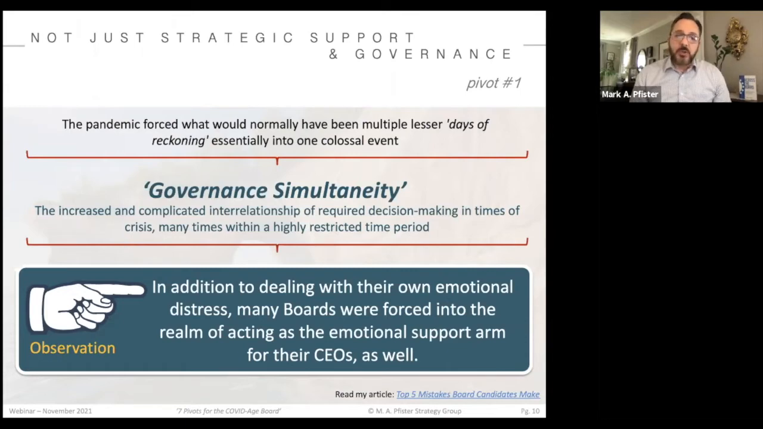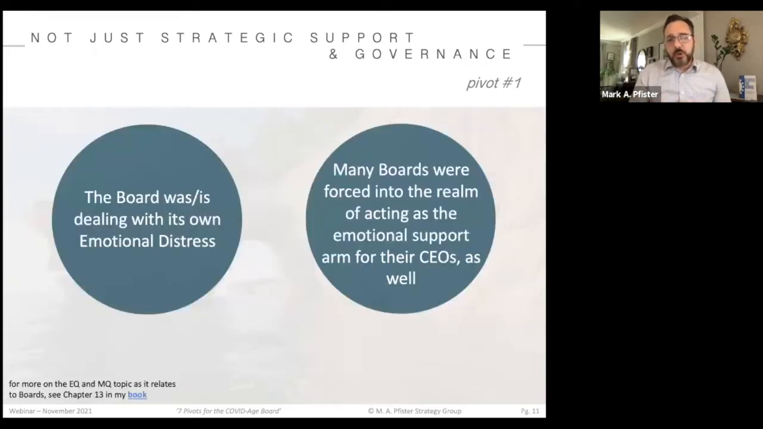And the stress level of CEOs, there are studies that have been done on this since the start of the pandemic. Stress level on CEOs reached an extremely high level, especially in the early months of the pandemic, based on this governance simultaneity that I'm discussing right now. So again, while the board was dealing with its own emotional distress, many boards were forced into the realm of acting as this emotional support arm. Many of them were not prepared to do this, either dealing with their own emotional support areas or those within the boardroom. But I can tell you that the CEOs that experienced this emotional support arm or just direct support through the board, they created extremely strong bonds in their organization between the board and the CEO, based on this area of support that went above and beyond just the technical components that a board would normally support in relation to their CEO.